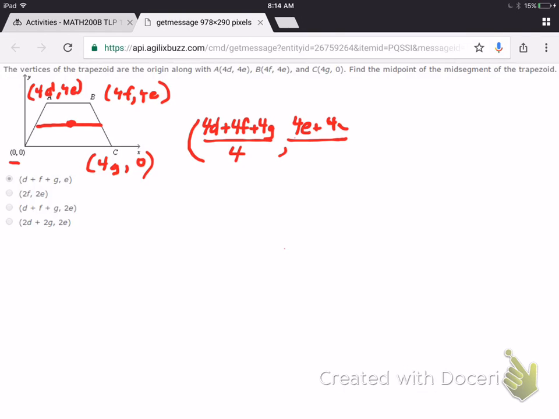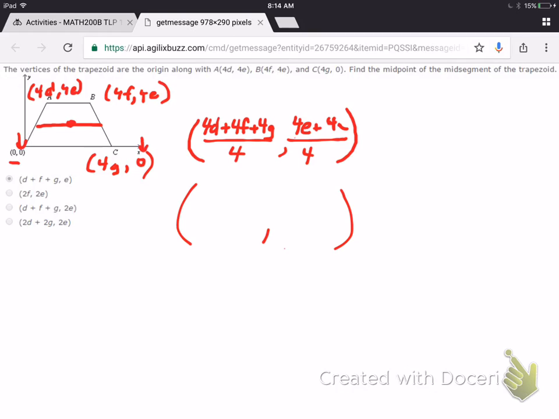And again, the other two y-coordinates are both 0, so no reason to add those. So 4E plus 4E, and again we're going to divide that by 4 because we're finding the average of the two things.